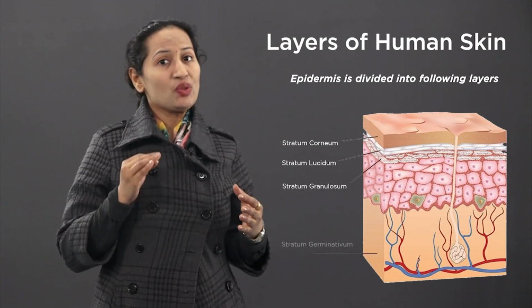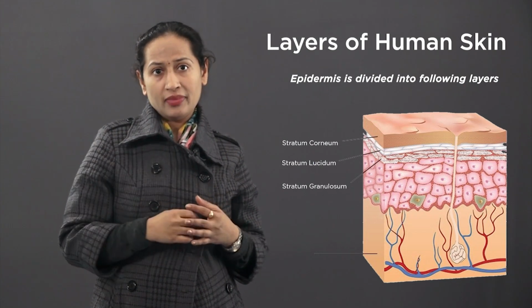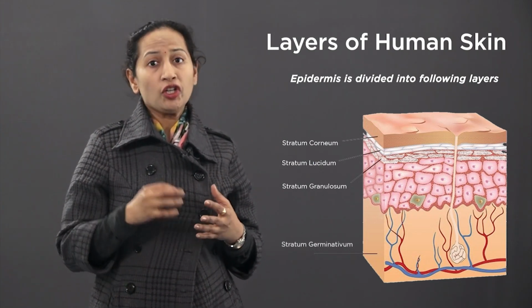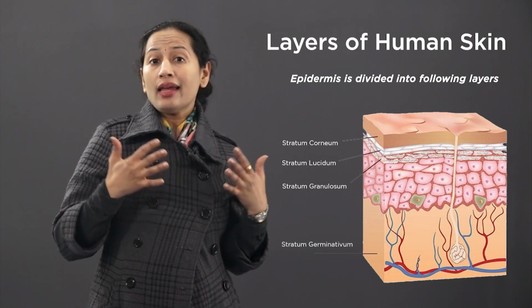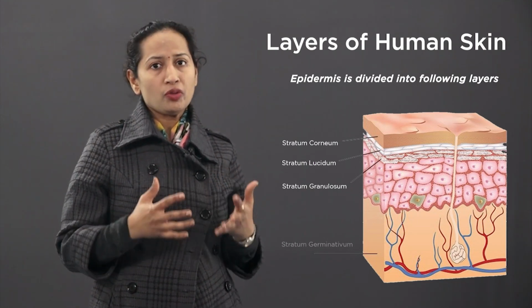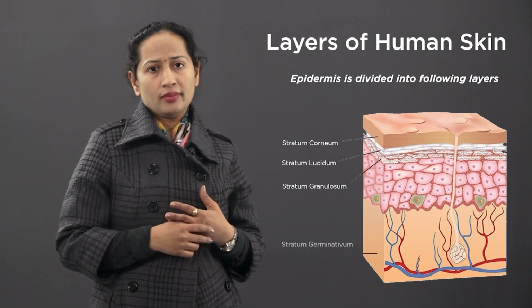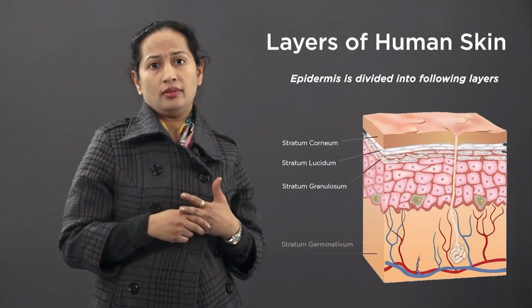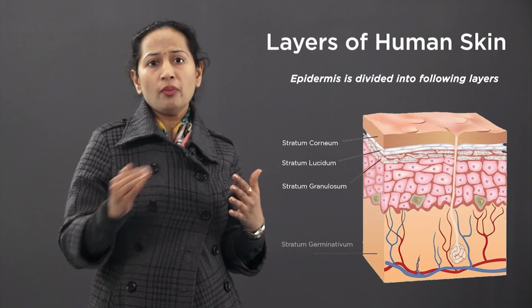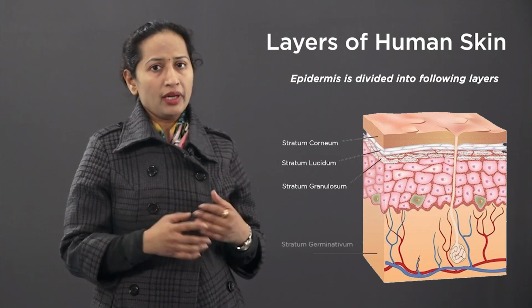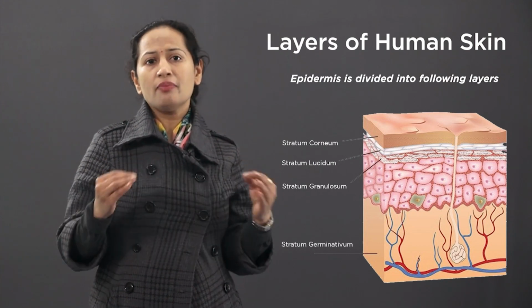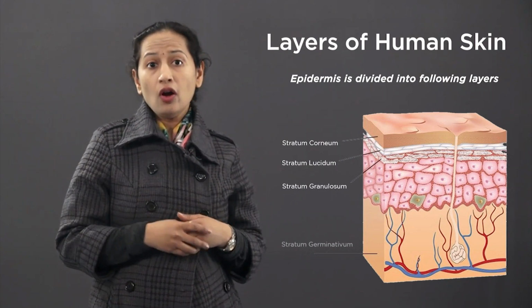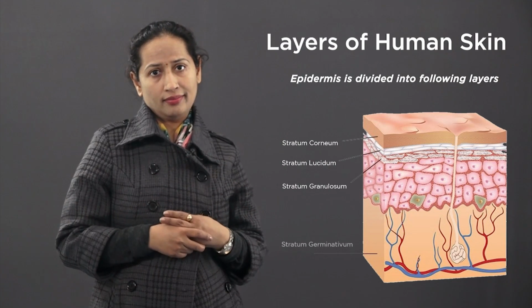The next is stratum germinativum. This layer consists of cuboidal and columnar shaped cells. These are active cells constantly producing keratinocytes. This is the deepest layer. This layer is separated from the dermis by the basement membrane called basal lamina and is attached to the basement membrane. This layer also contains melanocytes.